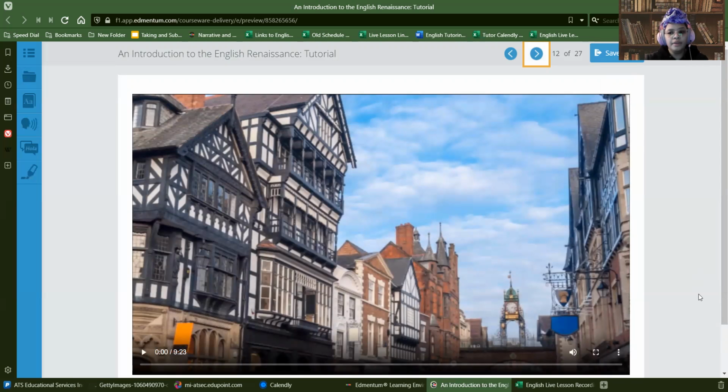Now, this screen basically is a video, slide 12, of what life was like during this time, during the Renaissance, and emphasis on different things that you should have a little more detail about. It's about 10 minutes long, so you're going to have to actually spend a little time watching this.